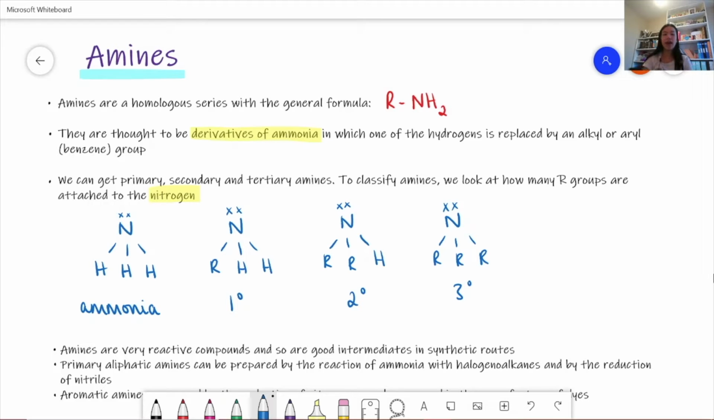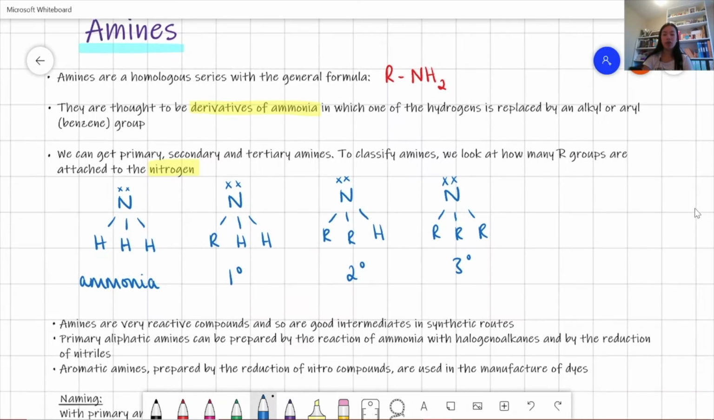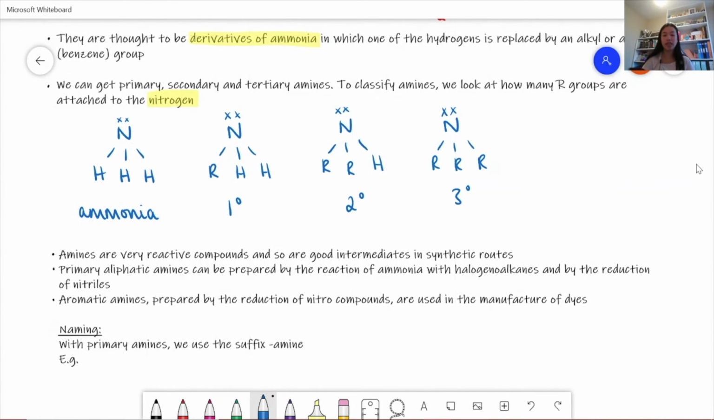And amines are very reactive compounds, and so they're really good intermediates in synthetic routes. And what that means is that they're very good at acting as the intermediate. So we form it in the middle of a reaction in order to form different functional groups that we want to get.